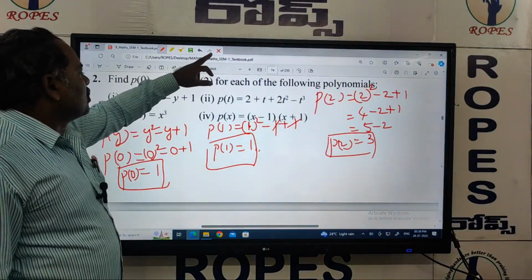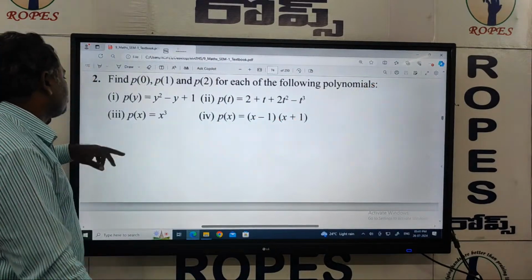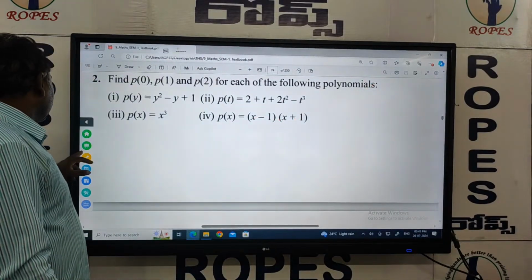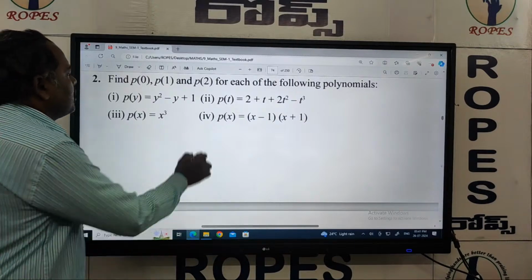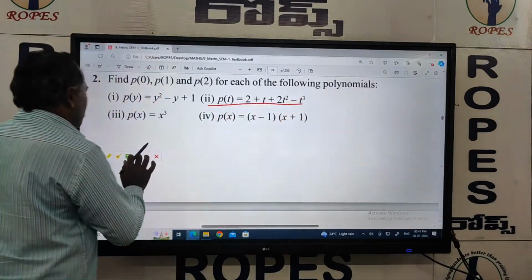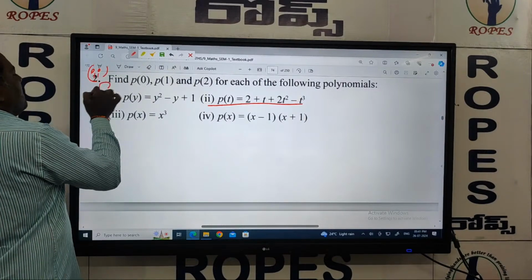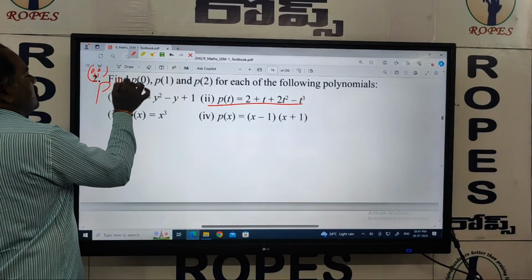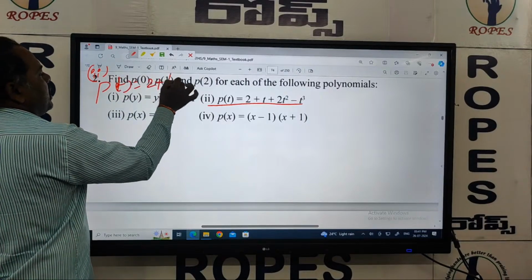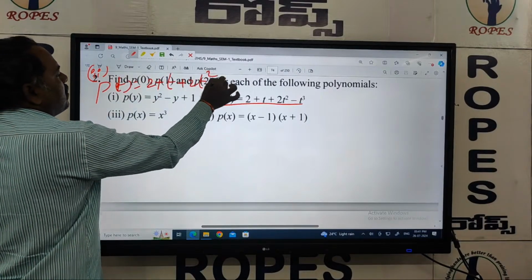Next, if you go to the second question, the second sub question. What is the second sub question? Here, this is the second sub question. Now we'll see this. Second, P of t is equal to 2 plus t plus 2t square minus t cube.